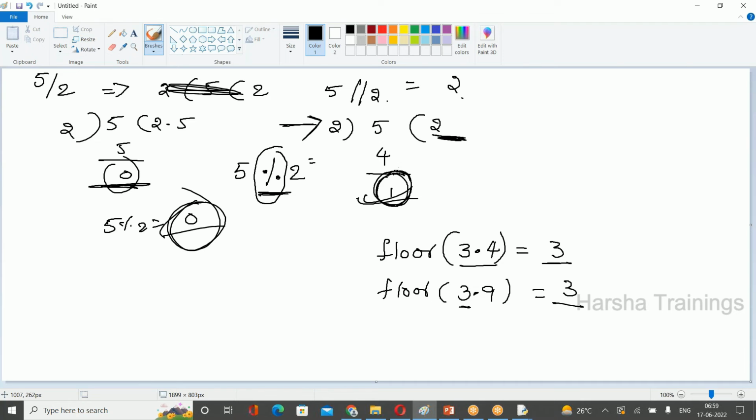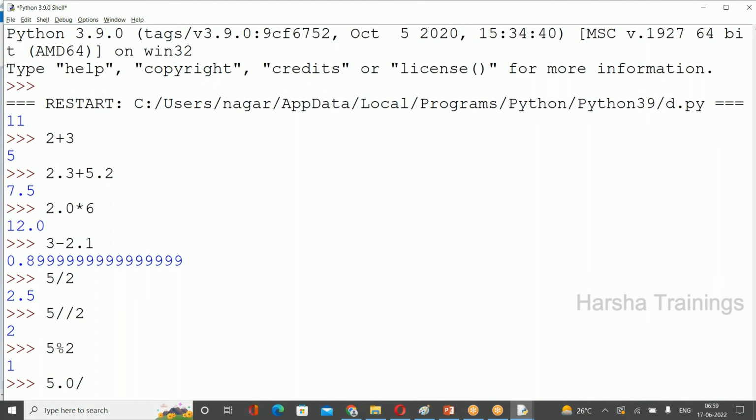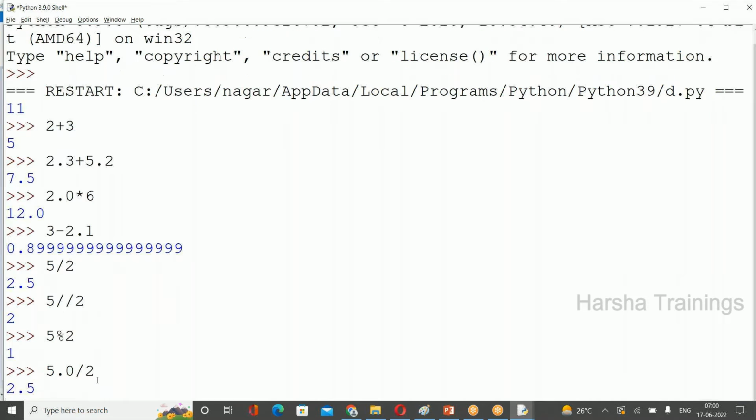For example, 5.0 by 2. Even though both are integers, two things you have to remember, and these two are the most important. Even though both are integers, if you are performing single slash operation, the result is floating, that is, exact division is performed. So if at least one is float, the answer is the same.